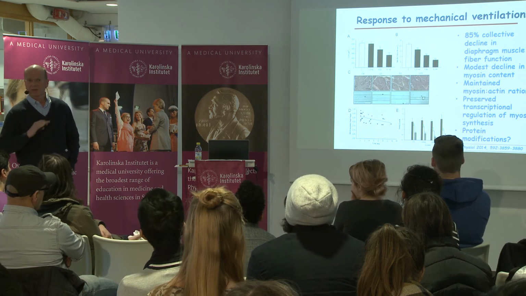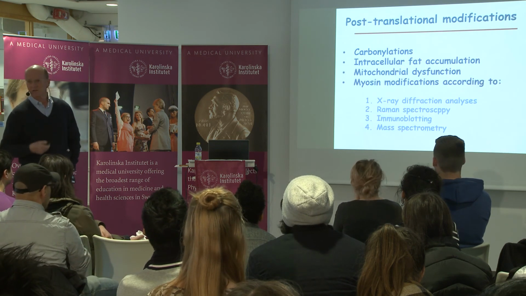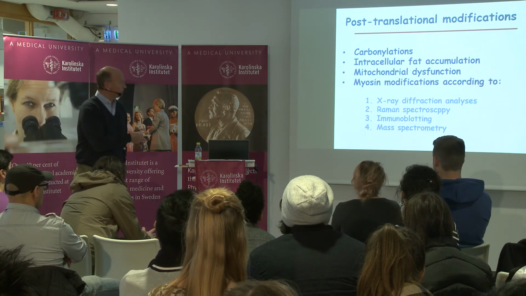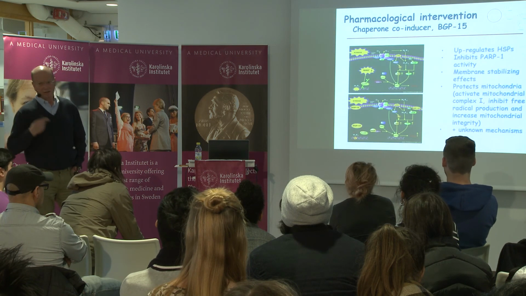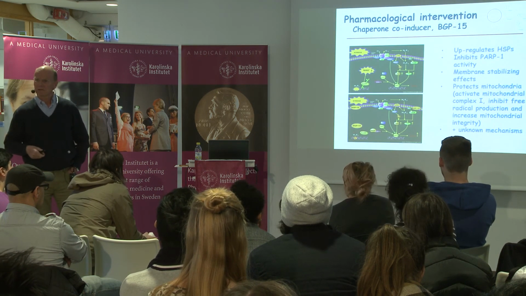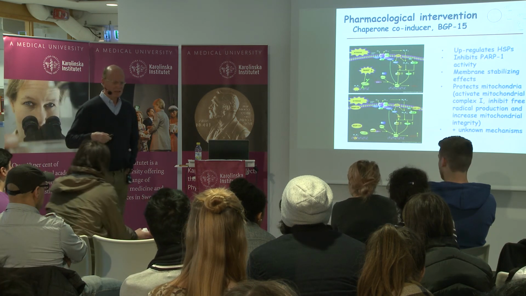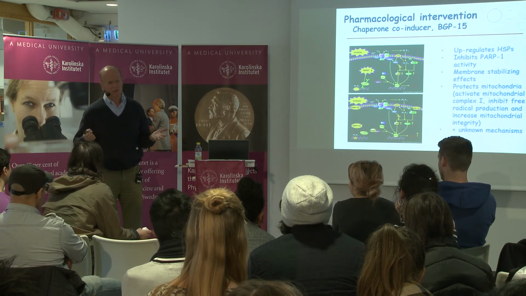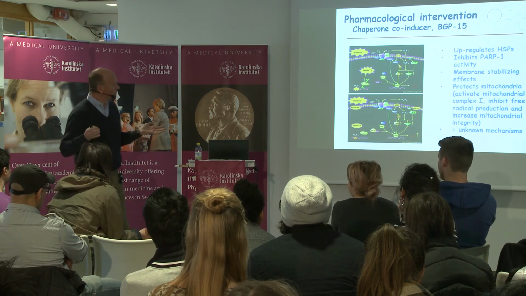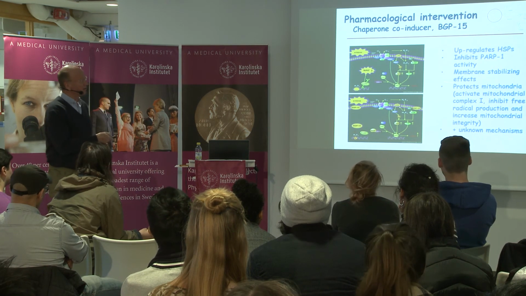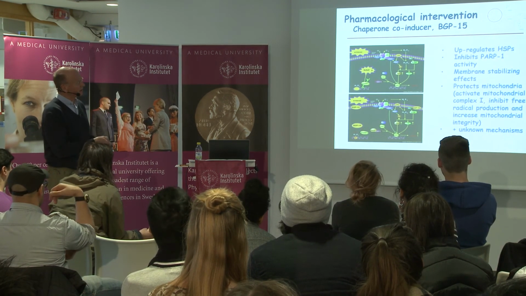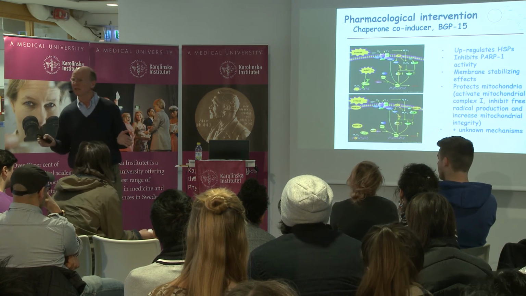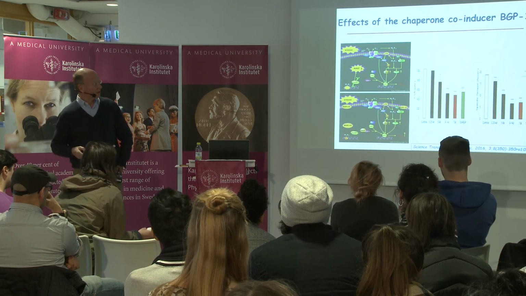Here it's completely different. We don't have a preferential myosin loss, but we have protein modifications, post-translational modifications of myosin, which we have measured in different ways. And here we're coming back to these heat shock proteins. We have tried a class of pharmacological agents called chaperone co-inducers that upregulate heat shock proteins, heat shock protein 70 in particular. It inhibits the PARP1 pathway, and it is a membrane stabilizer. It also affects mitochondria. It's a drug developed primarily for type 2 diabetes, but we have tested it in this rat model.